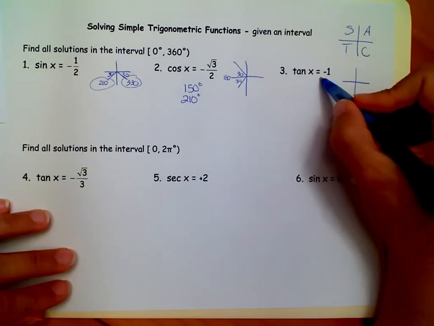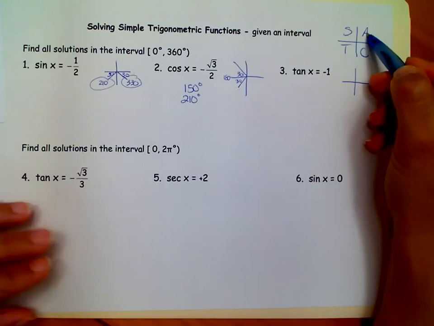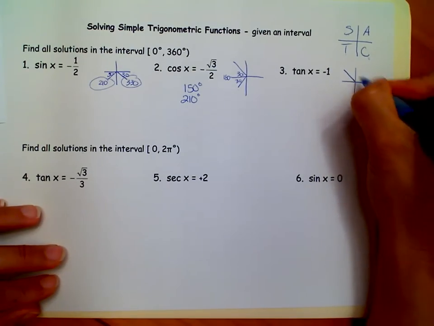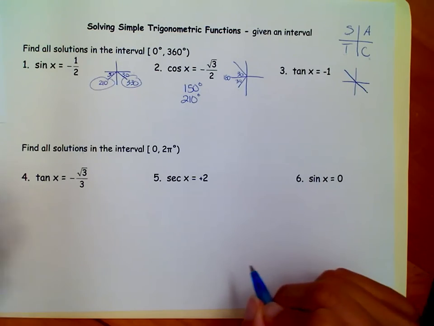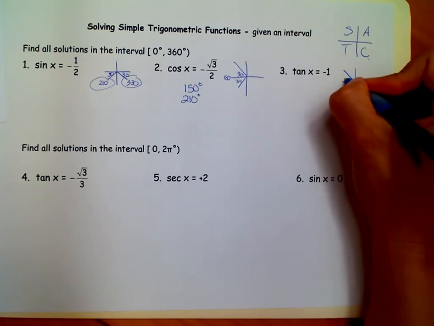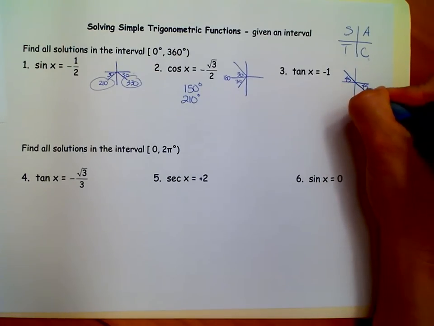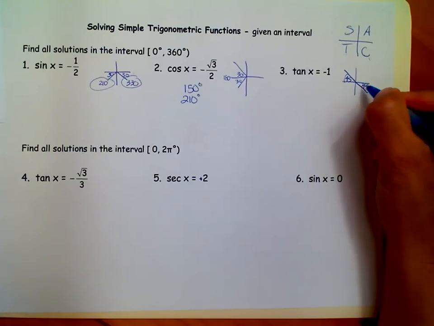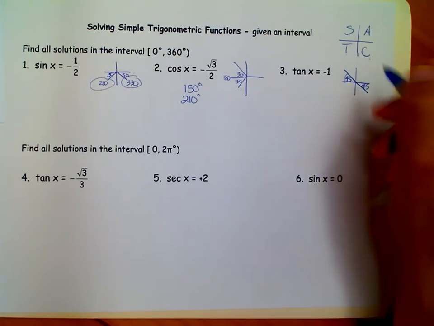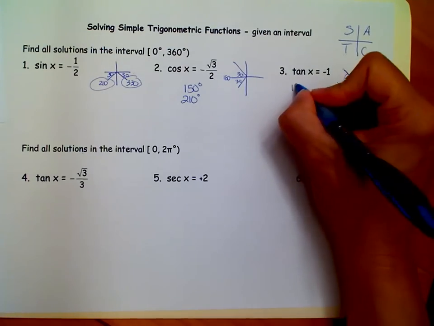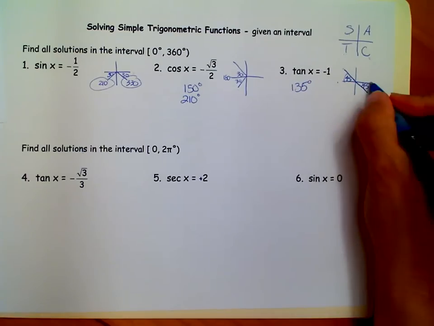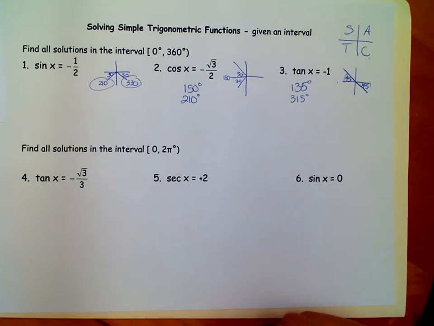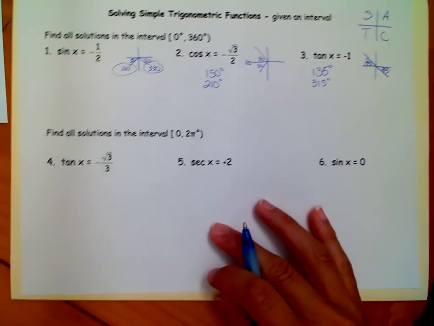So when is tangent negative? Well, if it's positive here, because everything's positive there, and it's positive here, then it's negative in these two quadrants. And since we already notice that it's at 45 degrees, then we know our reference angle is 45 degrees here. Remember, reference angles always are how long it takes to get to the x-axis from your line. So 180 minus 45 is 135, and 360 minus 45 is 315. So our two answers there are 135 and 315.